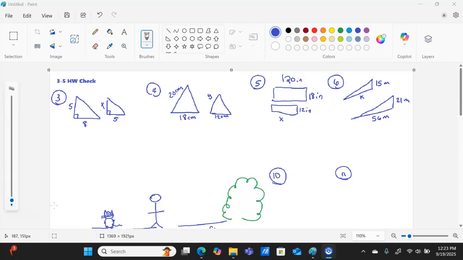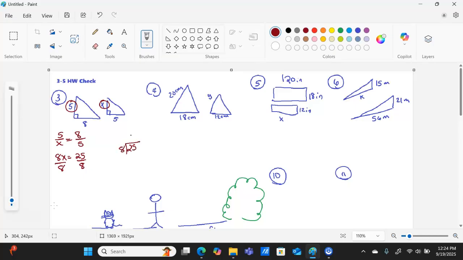In section 3.5, we applied proportions to similar figures. So in this one, I'm going to do my 5 is to x as 8 is to 5. Again, notice those two came off of the same figure. So 8x equals 5 times 5 is 25. Divide by 8.